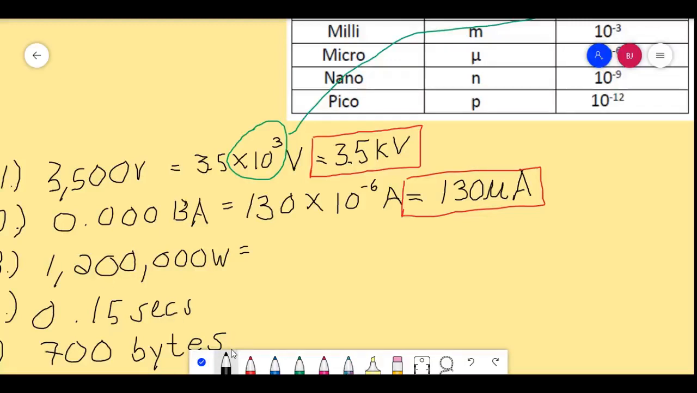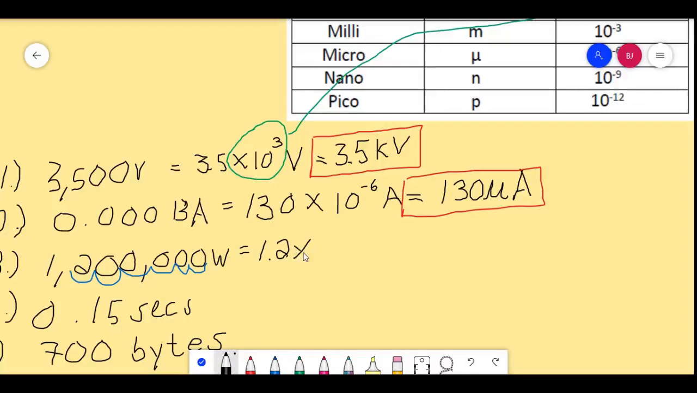Again, we only need 1, 2, or 3 whole numbers. So we move 3 times. 1, 2, 3. Not enough. We still have 4, so we move another 3. 1, 2, 3. Now we only have a single digit in the whole number. So we'll put in 1.2. So 1, 2, 3, 1, 2, 3, until only 1, 2, or 3 digits are left on the whole number side.